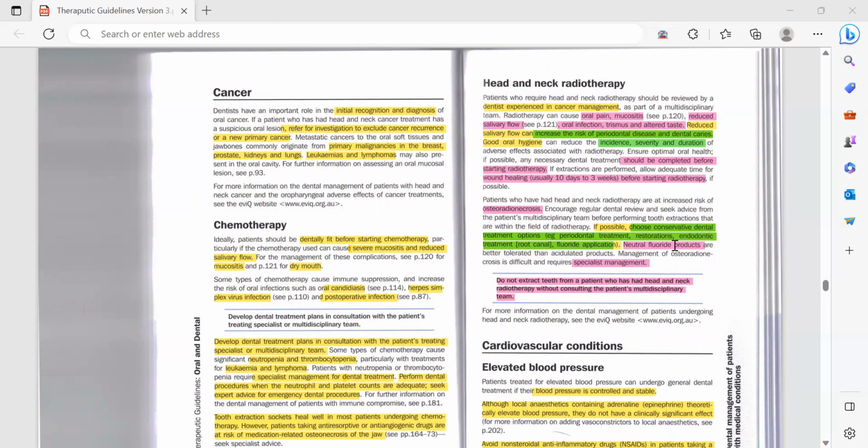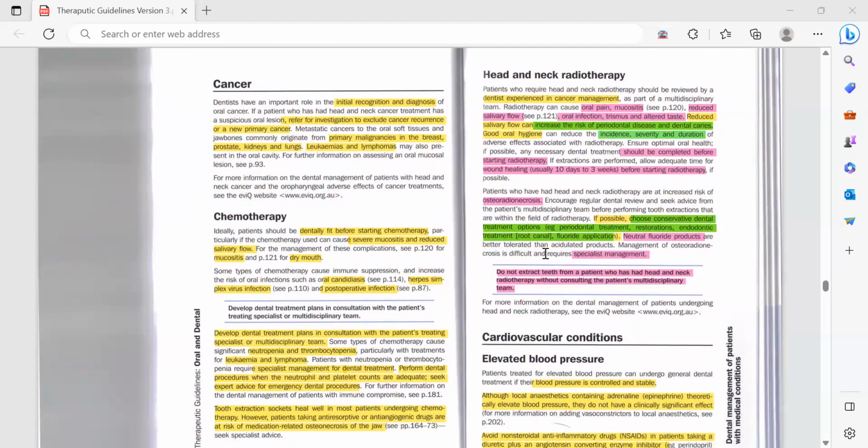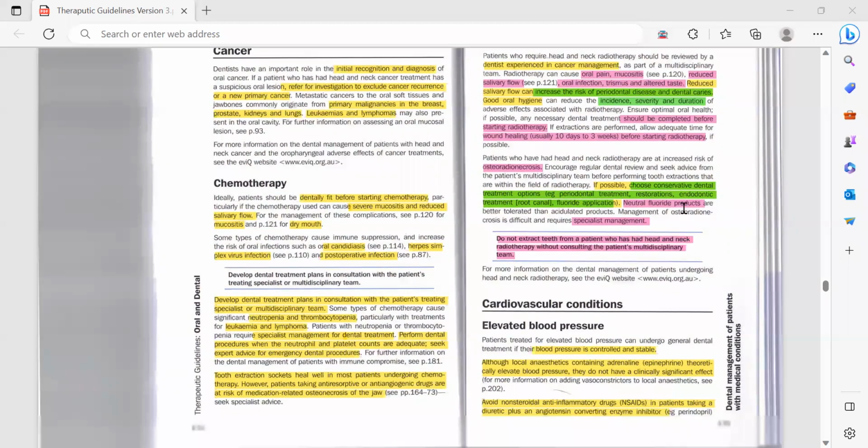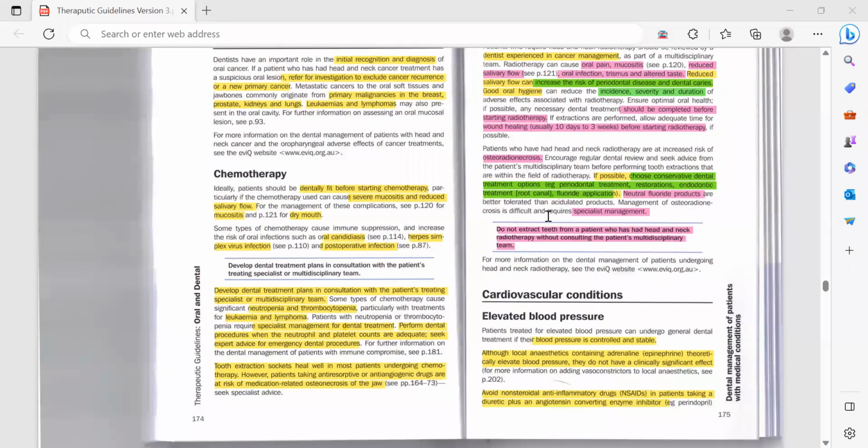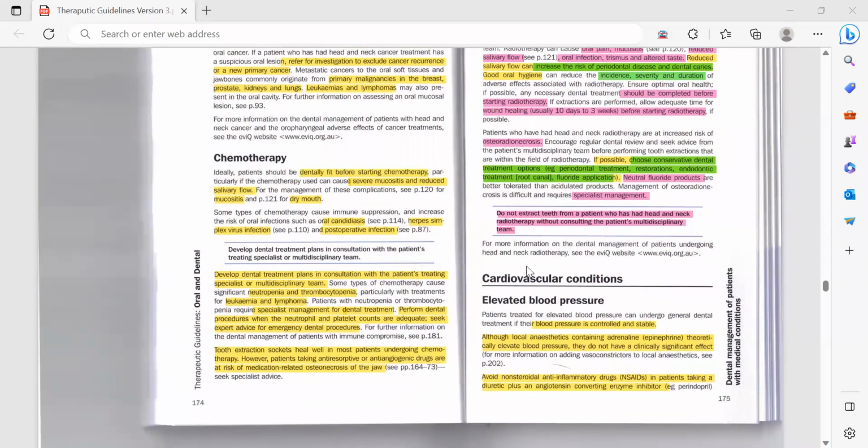Neutral fluoride products are better tolerated than acidulated products in these patients. Management of osteoradionecrosis is difficult and requires specialist management. So as soon as you find out that the patient has osteoradionecrosis, you need to refer him to the specialist. And the same for MRONJ. Whenever you find that the wound is not healing and it has been more than 8 weeks, then refer to the specialist. You cannot do anything when these complications occur.